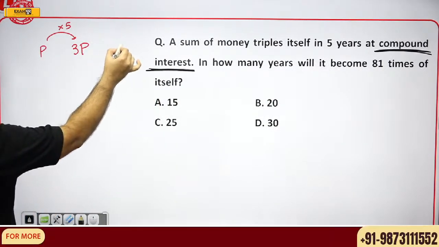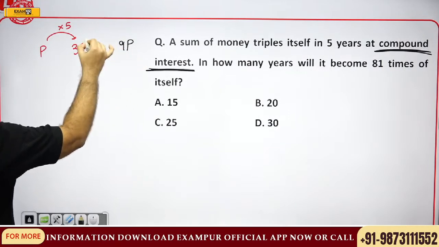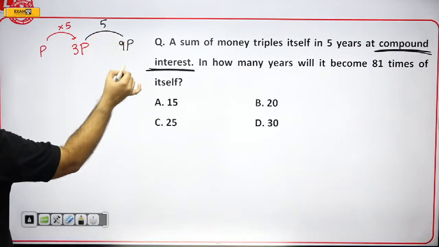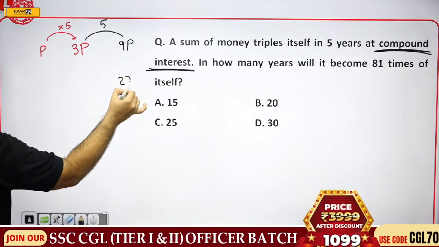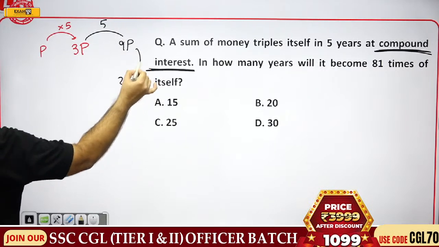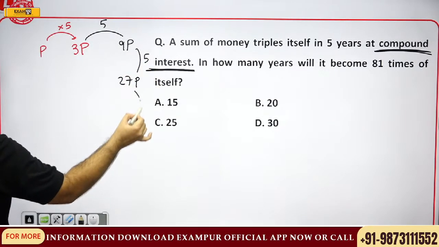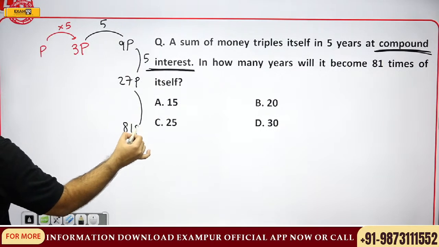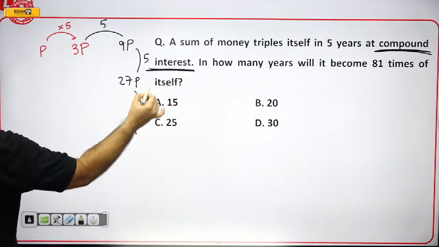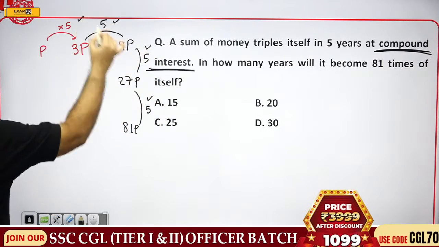So it will become triple, that is 9P, in the next 5 years. It will become triple again, 27P, in the next 5 years. And it will become triple again, that is 81P, in the next 5 years. So total time taken is 5, 10, 15, 20.